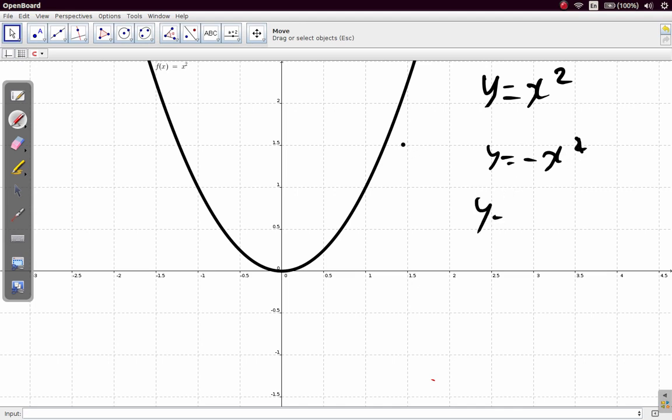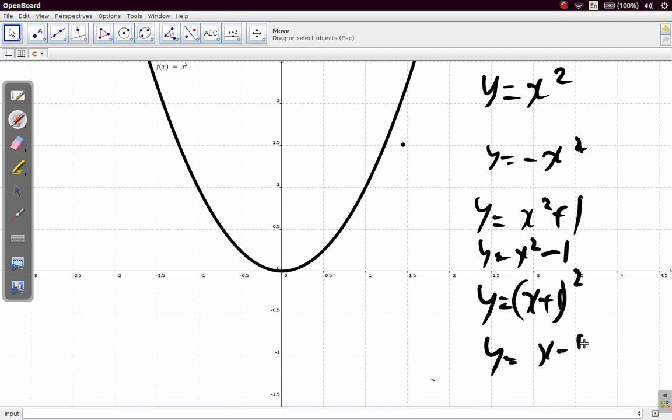We also looked at y equals x squared plus 1, which moves the graph upwards 1 unit, as well as y equals x squared minus 1, which moves the graph down 1 unit. We also looked at y equals x plus 1 squared and y equals x minus 1 squared. You should look at the previous videos, the videos before this one, in order to see the graphs of each of these functions if you haven't done so yet.